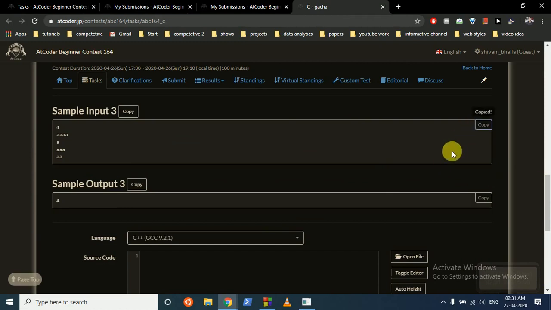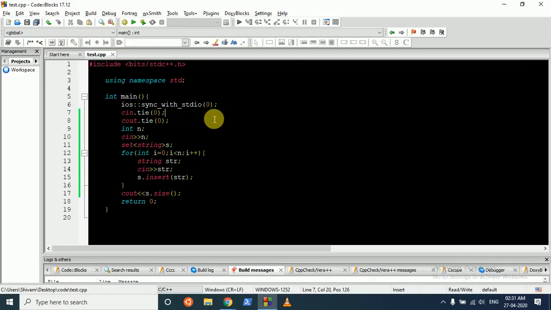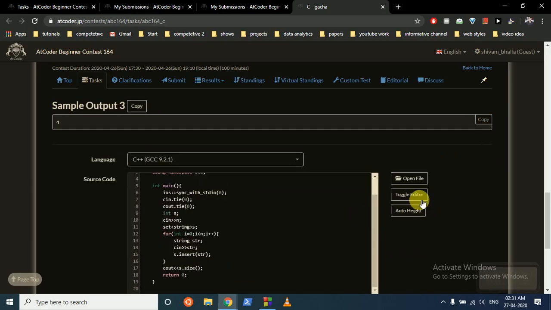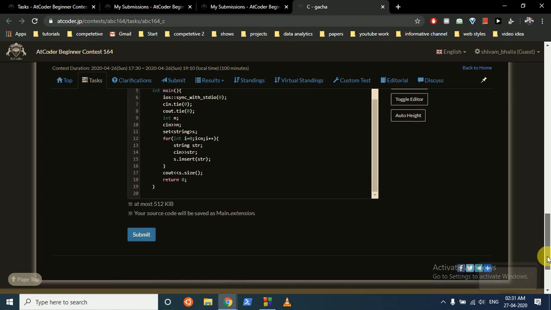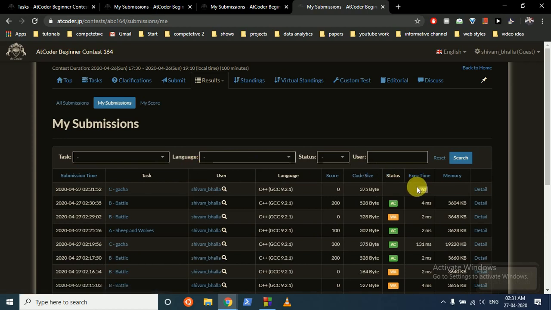So we can run it with this test case. It's 4. Yes. It's nice. It's submitted. Running. So it's also accepted. I hope you understand all the three questions.